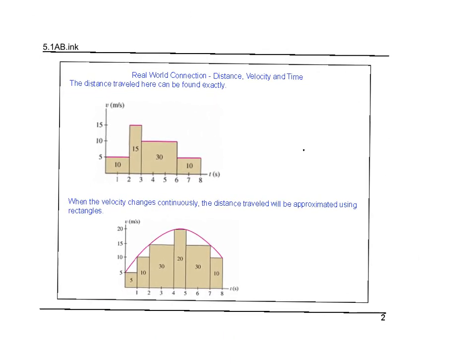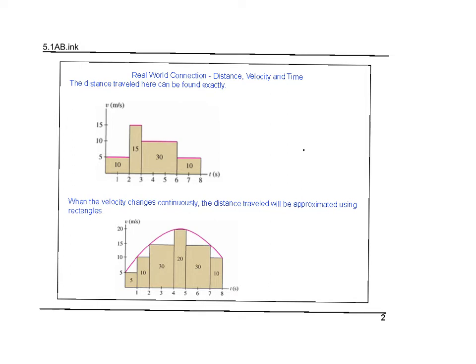So a real-world connection here, connection with distance, velocity, and time. So distance traveled can be found exactly, right? If we have this velocity graph up top, and it's saying that we are traveling at 5 meters per second for 2 seconds, well, that means that we traveled 10 meters. And if we are traveling at 15 meters per second for 1 second, there's another 15, and so forth. So if we added up the areas of those rectangles, it would tell us exactly how far we traveled.